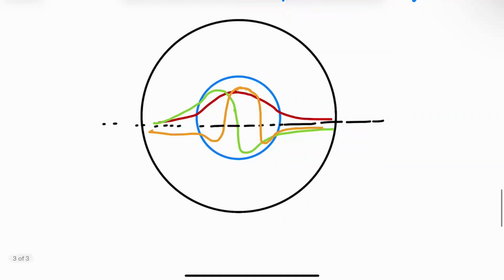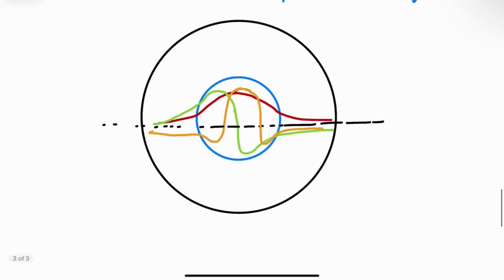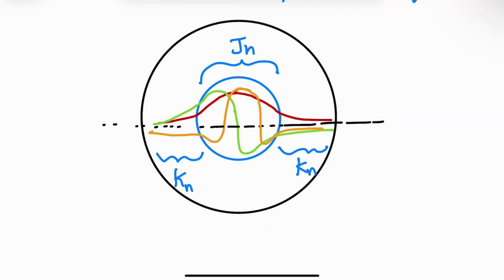So these are just distributions that I've drawn for the psi values. This is not the electromagnetic fields, that is somewhat more complicated, but what I've drawn right now is that. So basically in this region, we have the Jn, and in this region and this region, we have Kn, right?